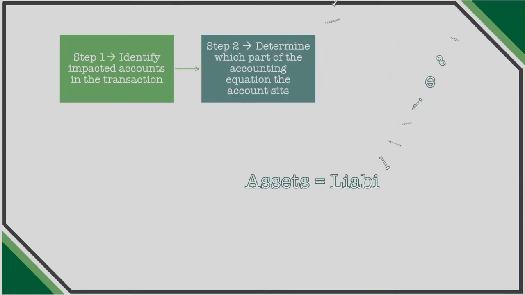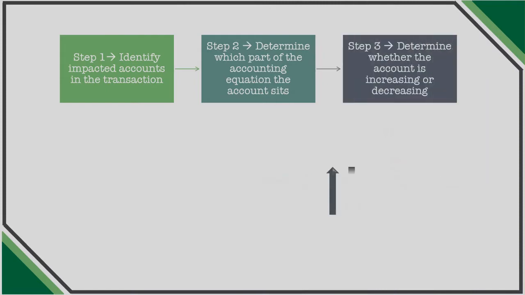Step 2. Determine whether each account you identified in Step 1 impacts either the asset, liability, or equity component of the accounting equation. It is possible that your accounts could impact the same category. Step 3. Confirm whether the account is causing an increase or a decrease to the asset, liability, or equity category it resides in.